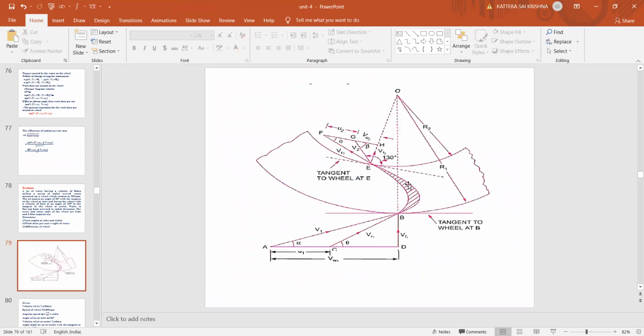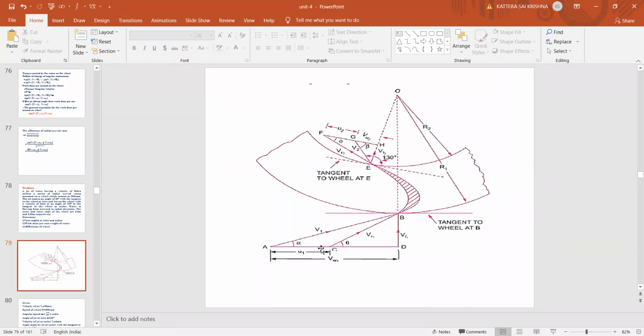You can draw a single blade like this, and he has given this angle with the tangent. So V2 is coming out with a velocity of 5 meters per second, and the angle made by V2 with the tangent is beta star as 130 degrees. So this is given to us. So draw this diagram roughly.